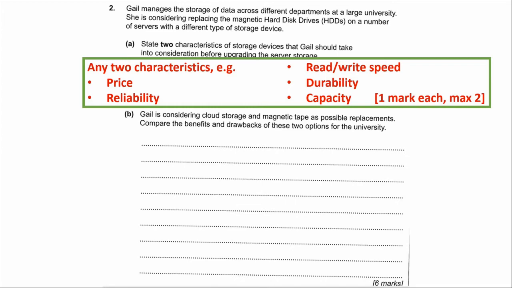So price is a big one, and also the reliability of it as well, especially for servers. That's going to be really important. So Gail is considering cloud storage and magnetic tape as possible replacements. Compare the benefits and drawbacks of these 2 options for the university.